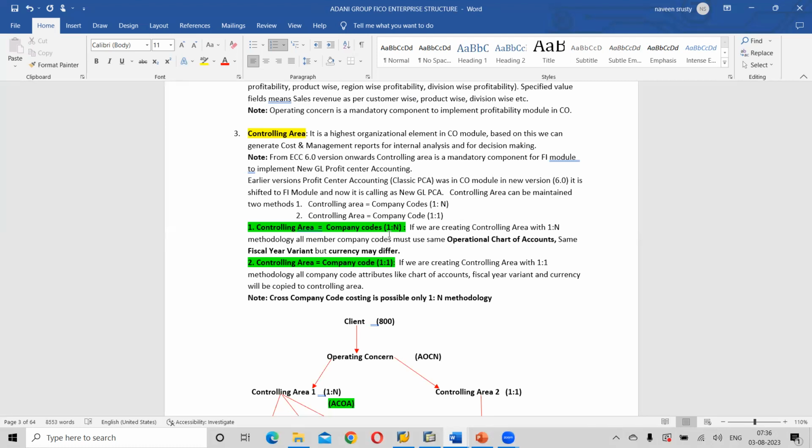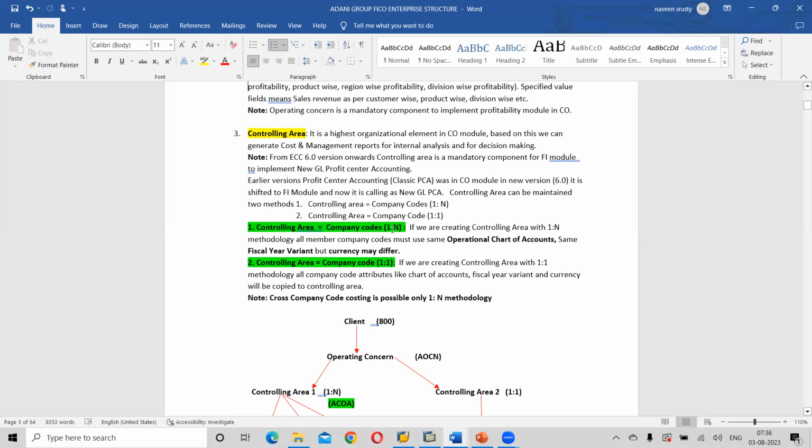When is it possible? When we follow 1:n methodology, because their chart of accounts are the same, their fiscal years are the same, only the currencies are different. However, for currencies, we have currency exchange rates. Clear? So that is the advantage.